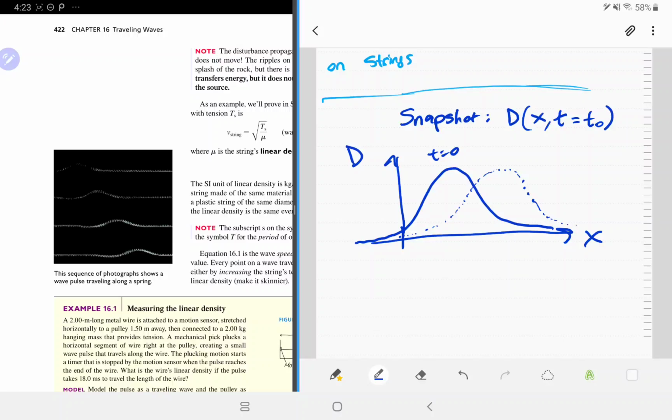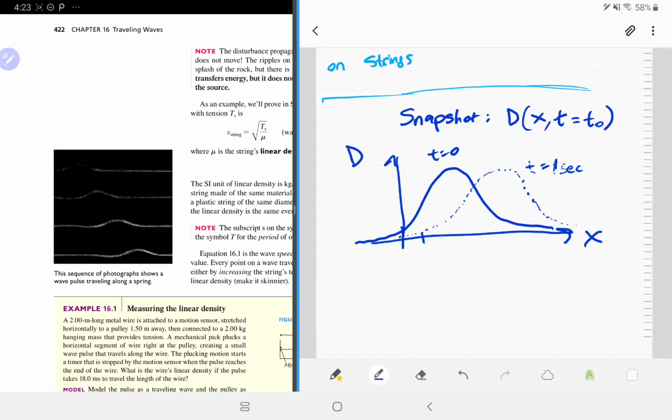So a snapshot graph only has one of these. I'm sort of drawing 2 on top of each other, but normally you just see one on these axes. So this is at some later time. We'll call this t equals 1 second. It's hard to write in dotted line.